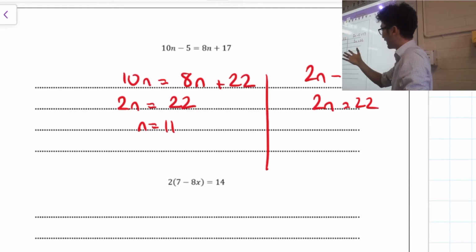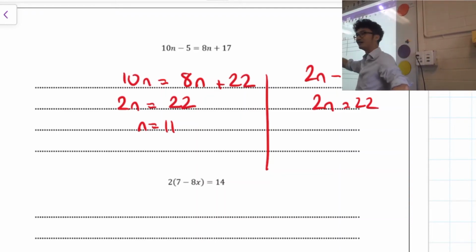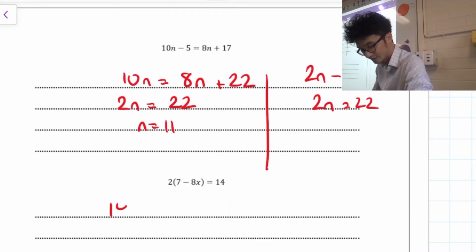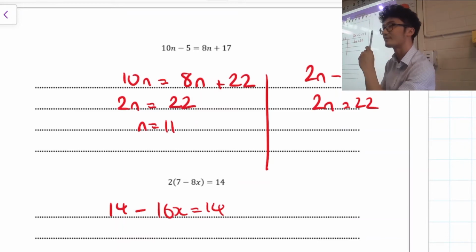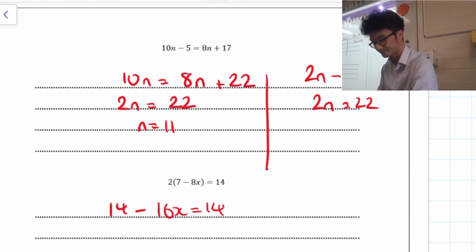Yeah, so Robbie expanded first. That's multiplying everything on the inside by the outside. So 2 times 7 is 14. 2 times 8x is 16x. And what did you do from there? Minus the 4n. Yep. So you subtract 14 from both sides.